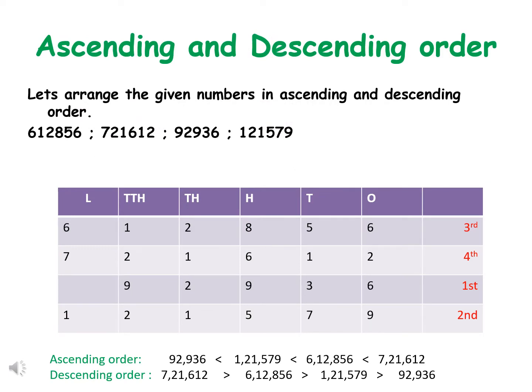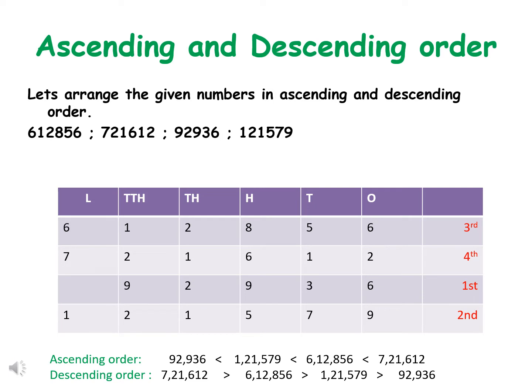Now let's understand how to write the numbers in ascending order and descending order. Ascending order means to arrange the numbers from the smallest number to the biggest number, and descending order is the vice versa of ascending order, that is writing numbers from the biggest number to the smallest number.